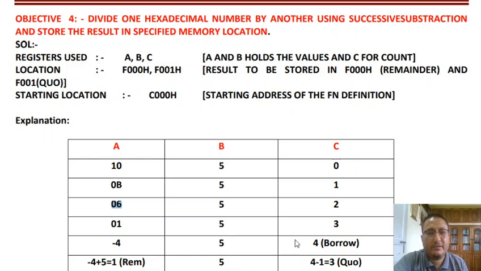Now let us have a very simple explanation about the problem in hand. You have A, B and C, the variables that are participating in realizing the program. A is the dividend and the value it's holding is 10 hex. 10 hex in decimal is equivalent to 16. Now B is holding the divisor and C is holding the count. B is holding 5 and C is starting from 0. Now let us start the subtraction process.